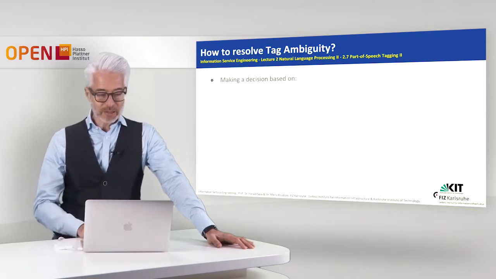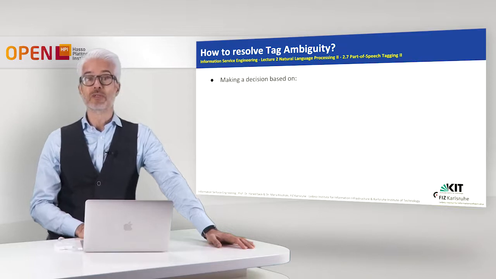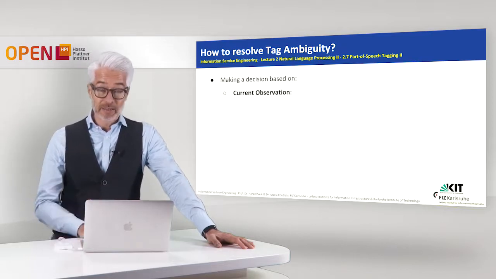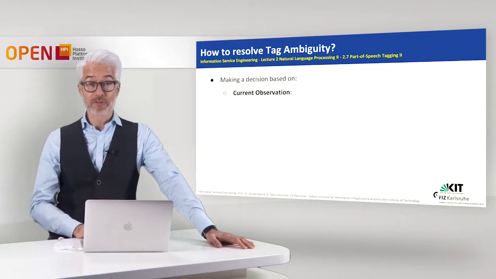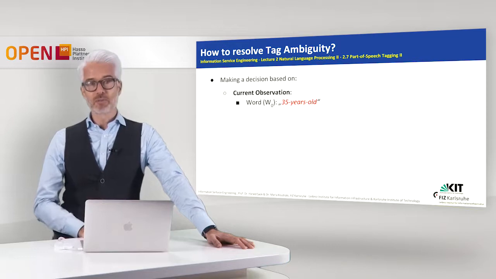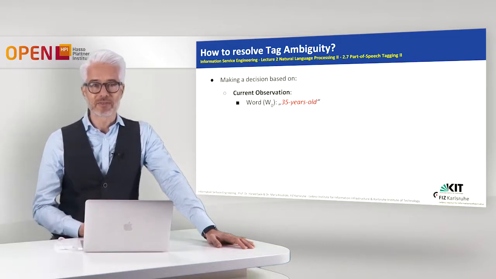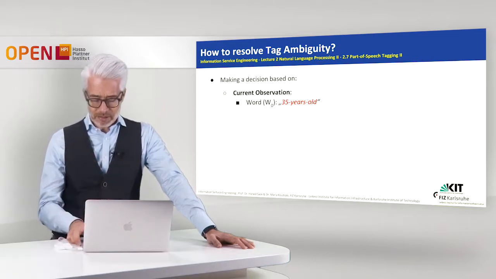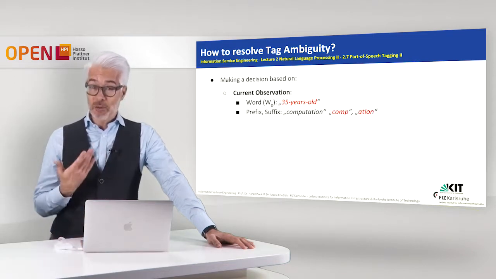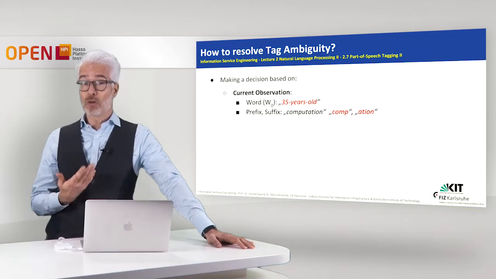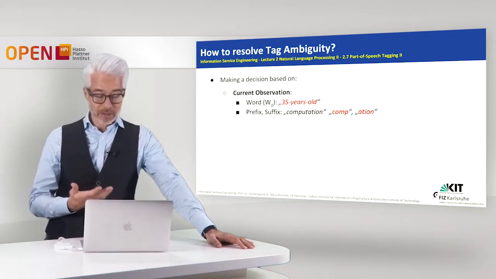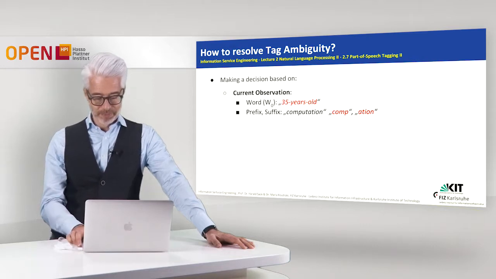The question now is, how do we resolve tag ambiguity? What kind of cues, what kind of features can we use for that? So our current observation could be we look at the word itself. So what is the word? Do we find it in a dictionary or somewhere else? Then we also can try to analyze the word. How is it composed? So what are the morphemes? What is prefix, suffix? What is the stem of the word?